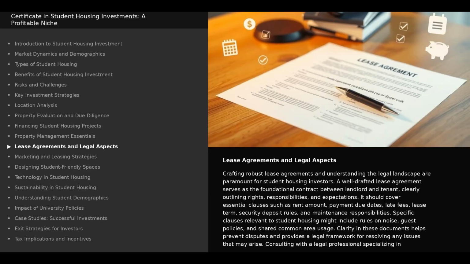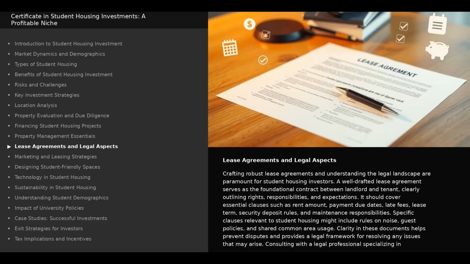Lease agreements and legal aspects. Crafting robust lease agreements and understanding the legal landscape are paramount for student housing investors. A well-drafted lease agreement serves as the foundational contract between landlord and tenant, clearly outlining rights, responsibilities, and expectations.